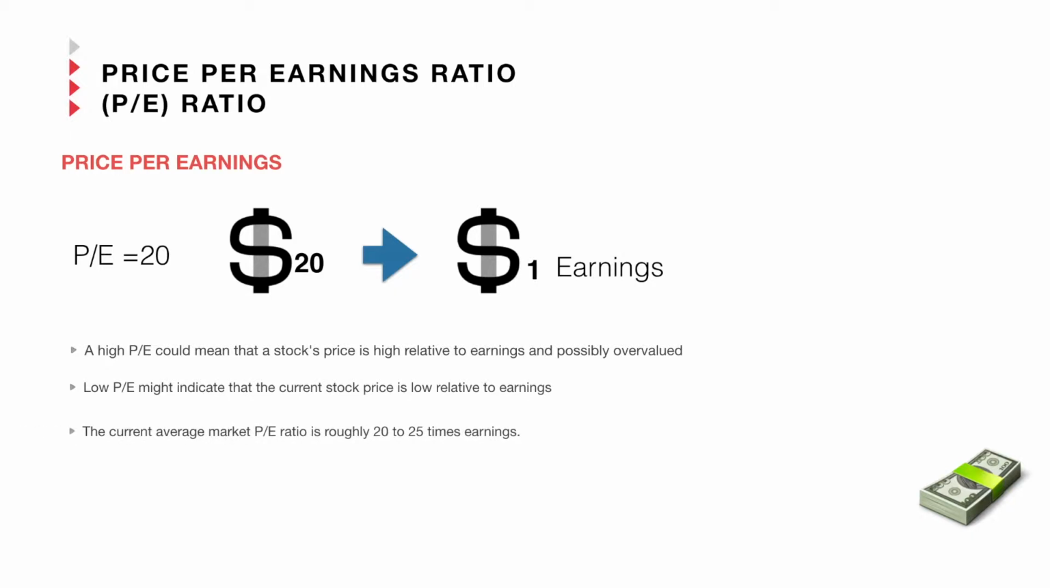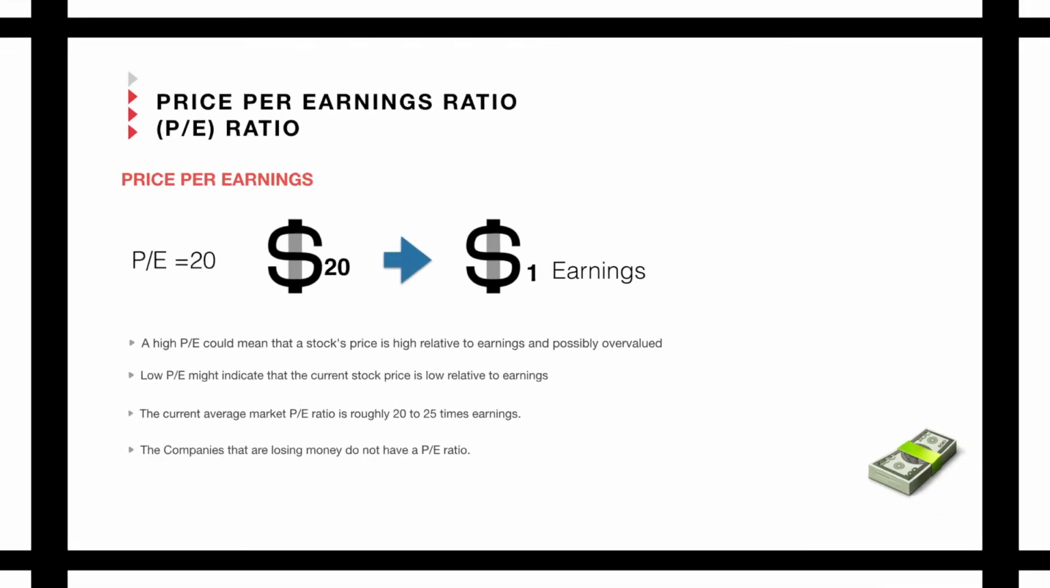The current average market PE ratio is roughly 20 to 25 times earnings. Companies that are losing money do not have a PE ratio.